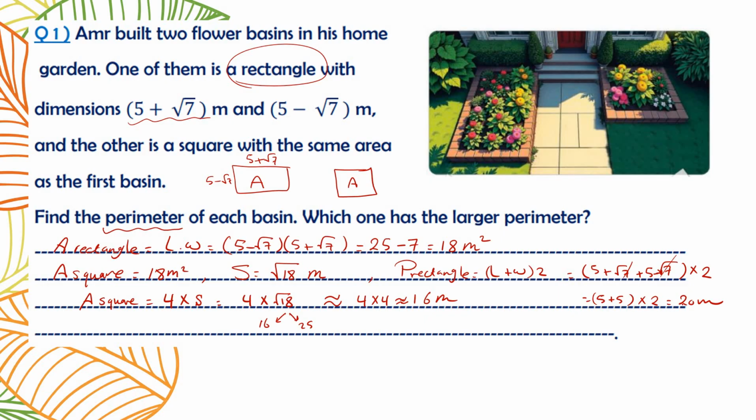So which one is greater, the greater perimeter? It will be the rectangle. So the rectangle has the greater perimeter.